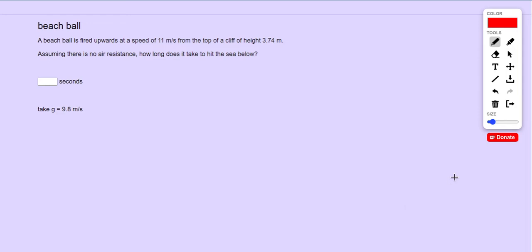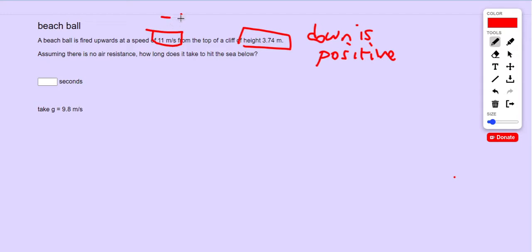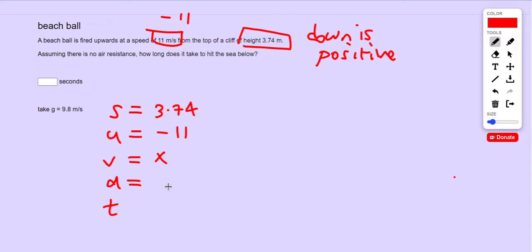Okay, so what we'll do is we've got to be careful about our signs here. Since it's falling a height of 3.74, I'm going to say down is positive. So this is going to be actually, because it's launched upwards to begin with, minus 11. The distance it needs to travel is 3.74. The initial velocity is minus 11. The final velocity we don't know. The acceleration is 9.8, and the time we need to find out.